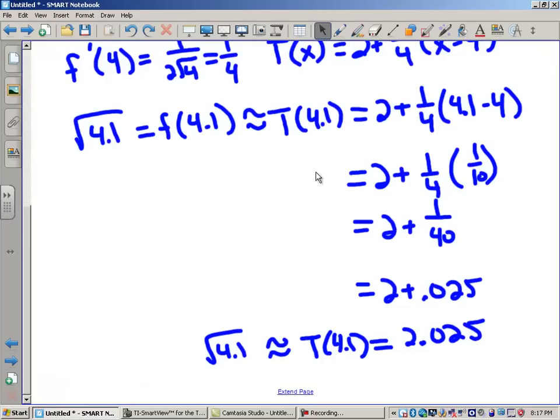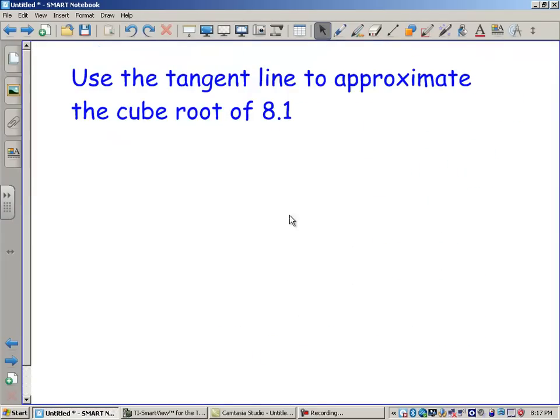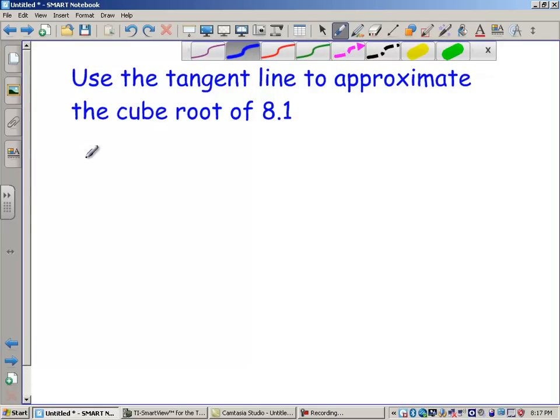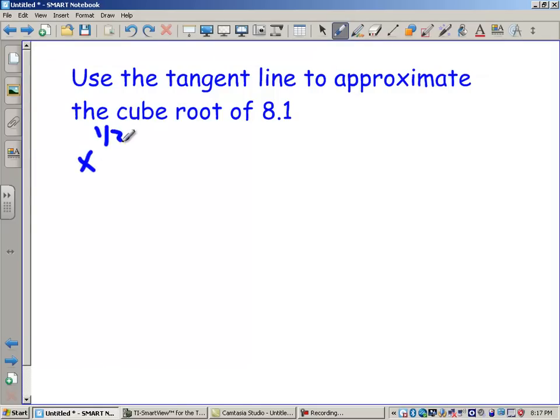Let's go take a look at another example. Use a tangent line to approximate the cube root of 8.1. Cube root of 8.1, I can't do that, but wait one second. I want to approximate some values on x to the 1/3.